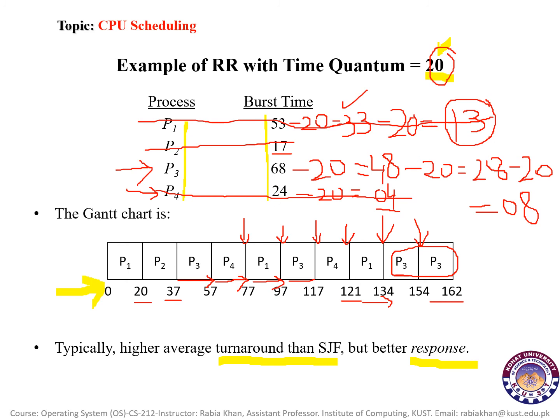So this is the most commonly implemented algorithm in every latest operating system. Turnaround time is becoming higher, as P1 requires just 53 milliseconds, but it is getting to completion at 134 milliseconds. Here you can see 53 milliseconds is the time it requires, but it gets completed at 134. That means turnaround time is getting affected, but the response time is getting reduced. Every process gets a chance to have a response generated from the CPU right after 20 milliseconds.